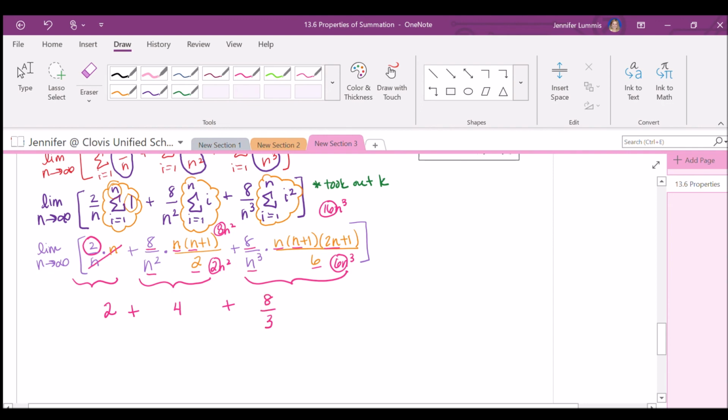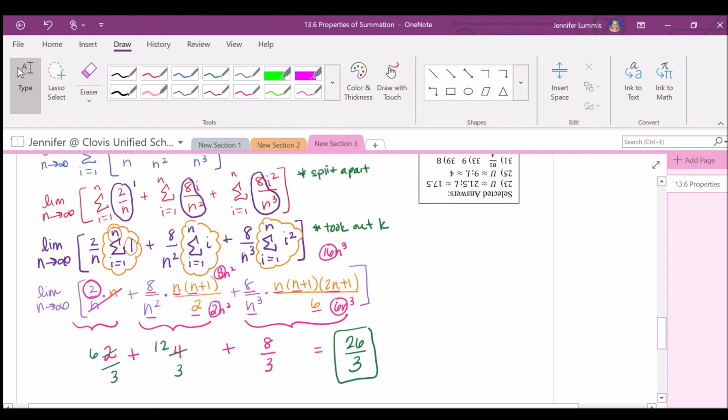Now, to find my limit, I just add these values together. So we'll make a common denominator of 3 here. So this becomes 6. This becomes 12. And added together gives us 26/3. And that's the value of our limit at the end.